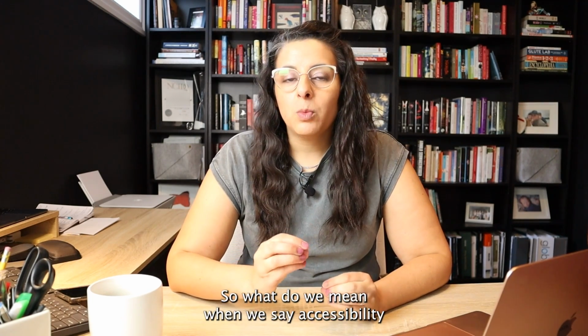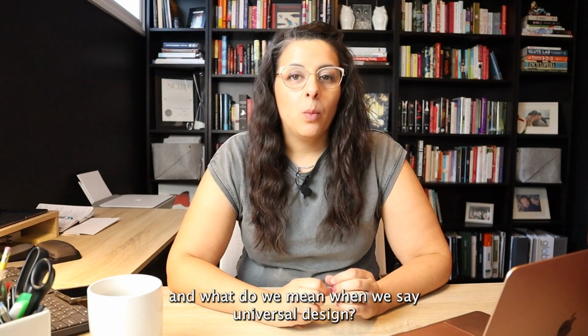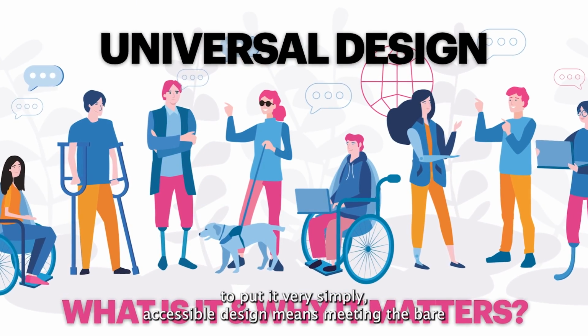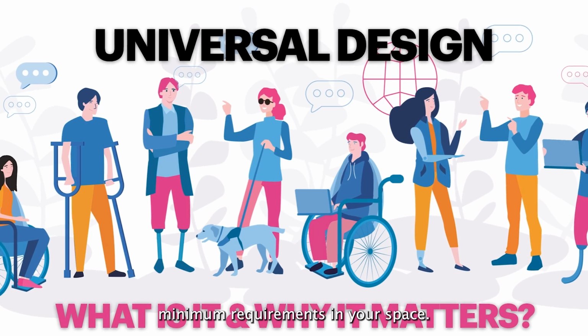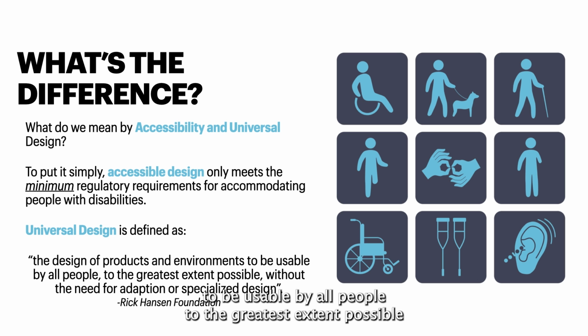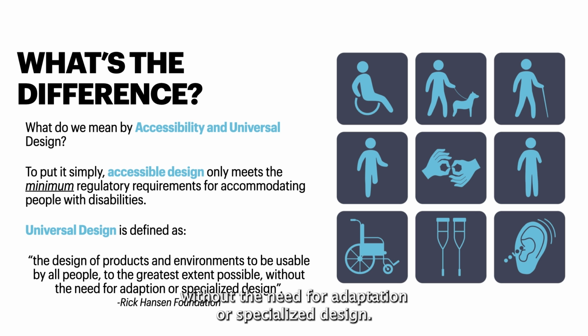So what do we mean when we say accessibility, and what do we mean when we say universal design? To put it very simply, accessible design means meeting the bare minimum requirements in your space. Universal design is defined as the design of products and environments to be usable by all people to the greatest extent possible, without the need for adaptation or specialized design.